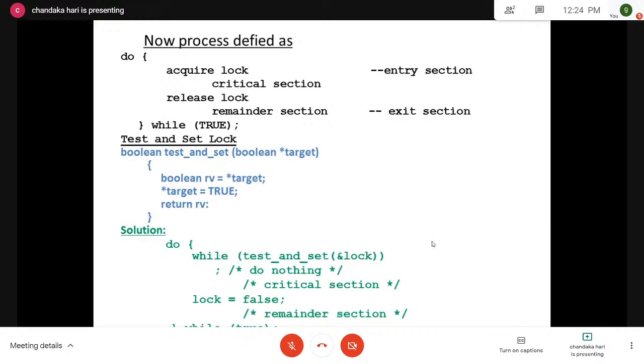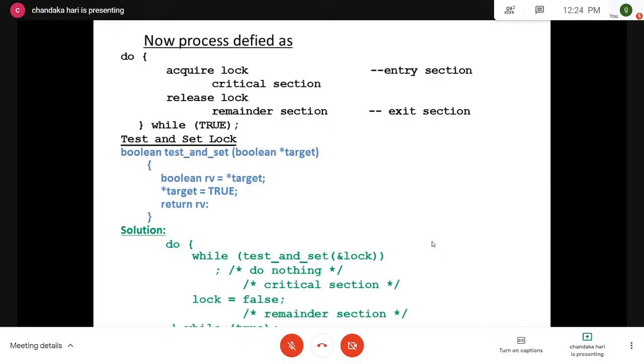If the lock is true, that implies someone has already entered the critical section, so you are not allowed to enter. If it is true, then you do nothing. If it is returned as false, then you are allowed to enter the critical section. Once your critical section is complete, you make the lock false again, that is, you are no longer in competition. This process is repeated until the whole execution is complete.